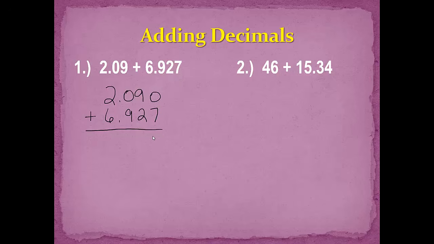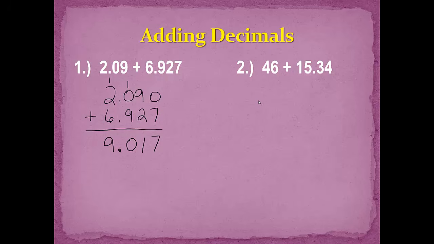0 plus 7 is 7. 9 plus 2 is 11. Carry my 1. 1 plus 0 is 1, plus 9 is 10. Carry my 1. And 1 plus 2 is 3, plus 6 is 9. Now for my answer, I need to bring my decimal straight down. So I get 9.017, or 9 and 17 thousandths.